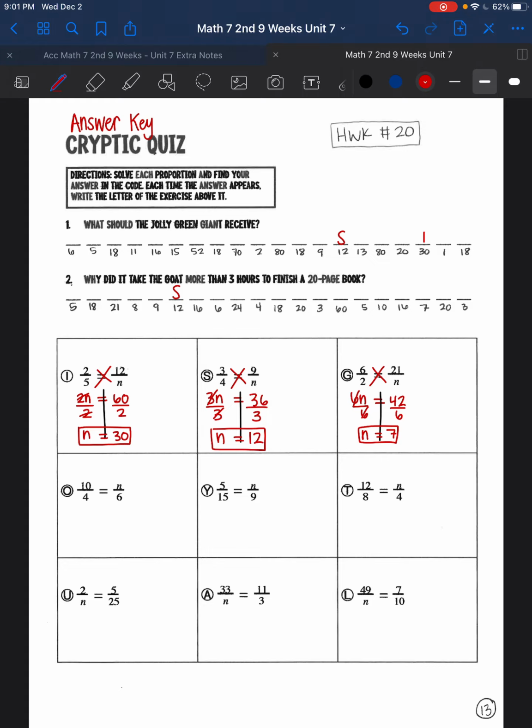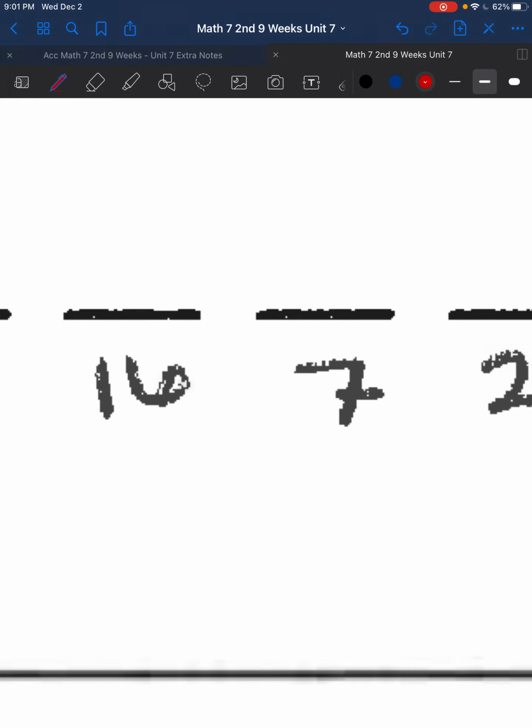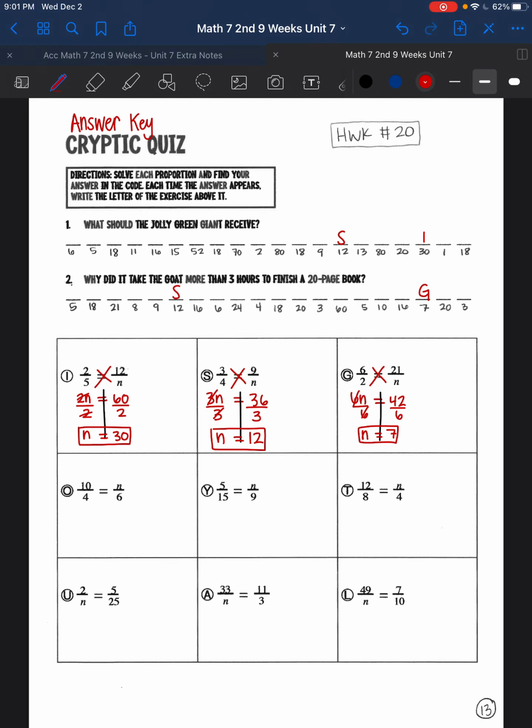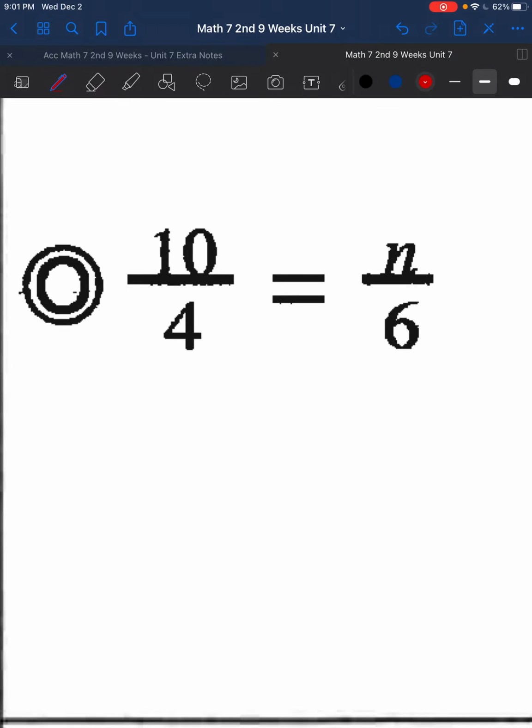I don't see a 7 in the first question, but I do see a 7 right here, so I'm going to write G. Okay, moving on to O.